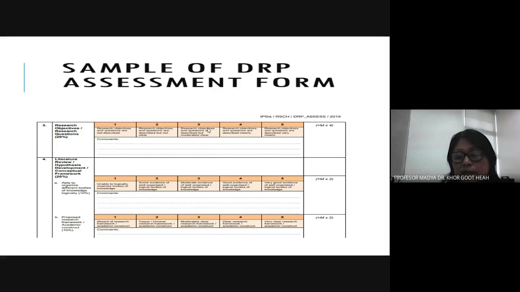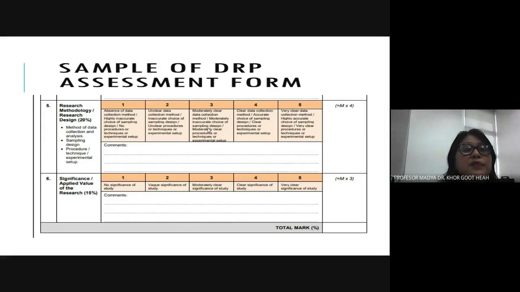Okay, next is the research proposal methodology. You show the research methodology or research design, with 20%. The 20 marks are for the method of data collection and analysis, sample design, procedure, technique, and experiment setup. And finally, there is the significance or applied value of the research. It takes 15%. You can usually give 10 to 15 if there is a clear significance of the study.